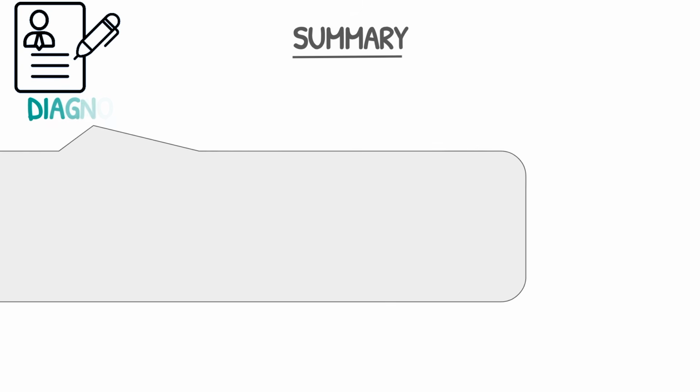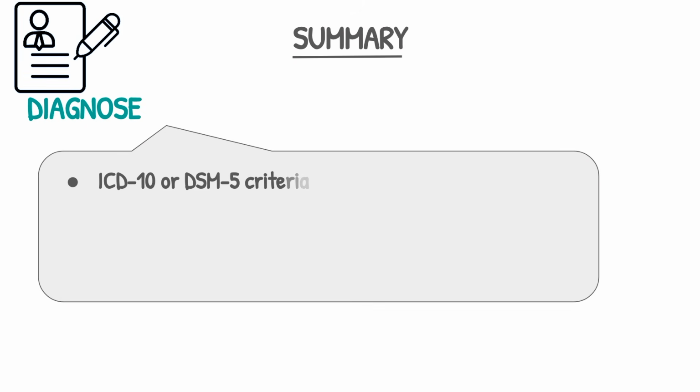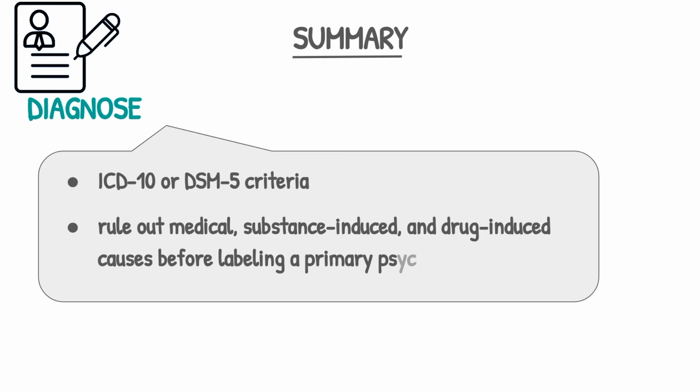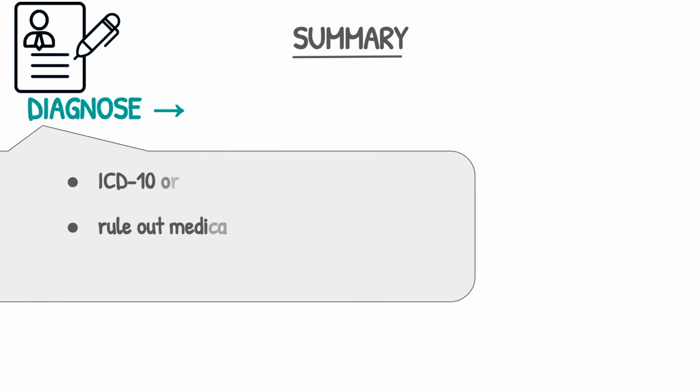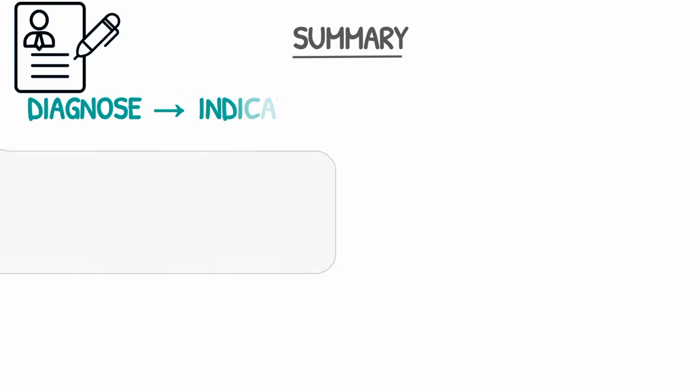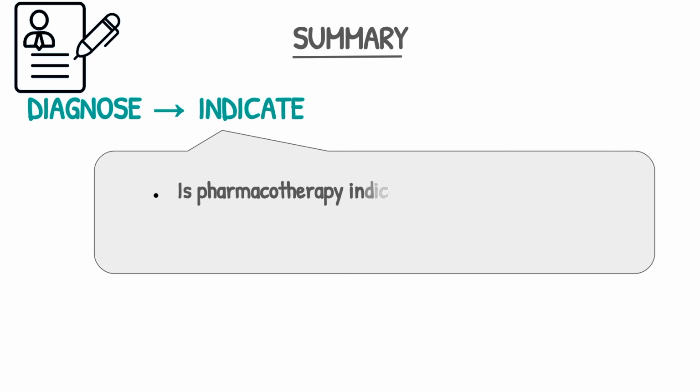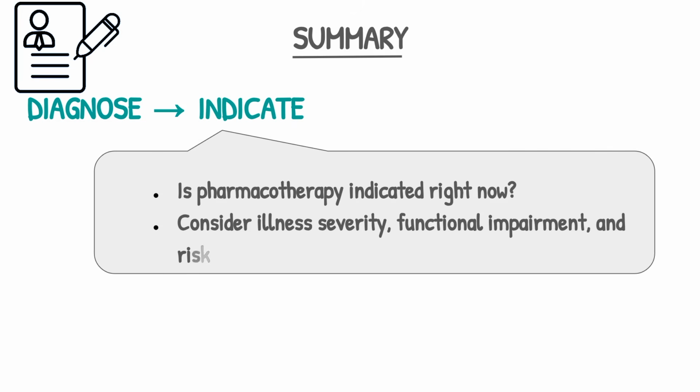Let's now tie everything together into a simple, repeatable framework for safe psychiatric prescribing. Begin with an accurate diagnosis using ICD-10 or DSM-5 criteria. Always rule out medical, substance-induced, and drug-induced causes before labeling a primary psychiatric disorder. Ask a critical question. Is pharmacotherapy indicated right now? Consider illness severity, functional impairment, and risk before initiating medication.